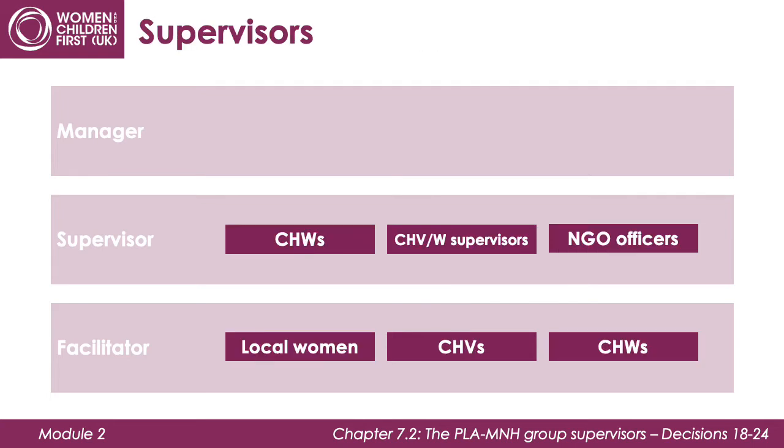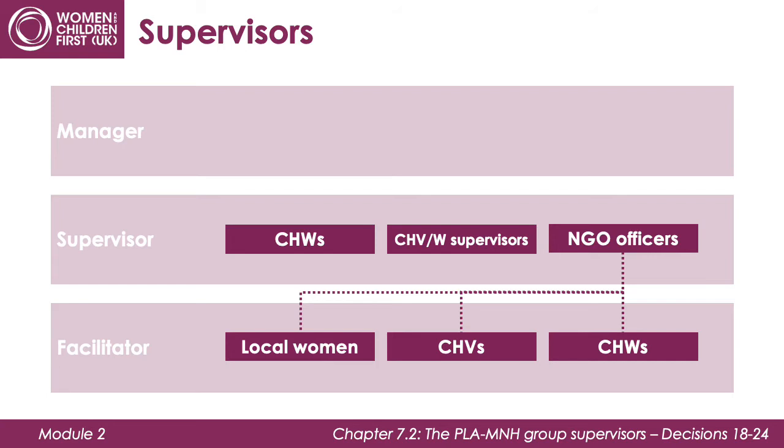The final group that is often selected is NGO staff at an officer level or equivalent. They can make very effective supervisors, particularly when the PLA-MNH group facilitators are local women, but also if they are CHVs or CHWs, as long as the national policies allow this structure.